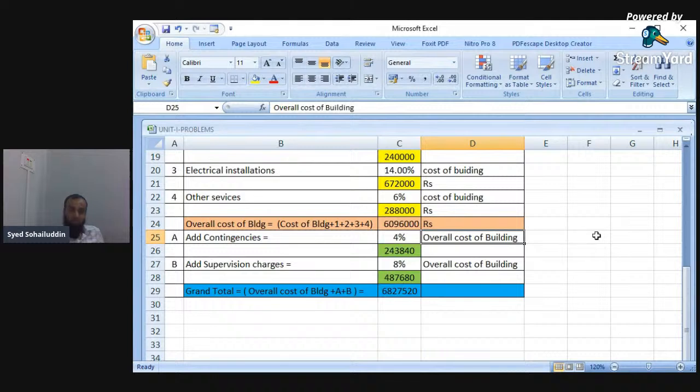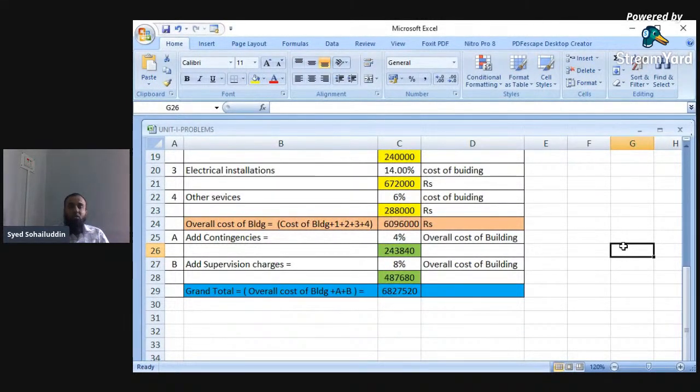So there is a difference between the items from serial number 1 to serial number 4. It is from cost of building, whereas this A and B, that is the contingencies and this supervision charges, is from the overall cost. This overall cost is nothing but this part. 4% of this is nothing but 24,340. Again, supervision charges, it is 8% of the overall cost of building. So in this way, grand total cost of the building is nothing but 68,27,520. This is nothing but the total cost or the grand total of the building.